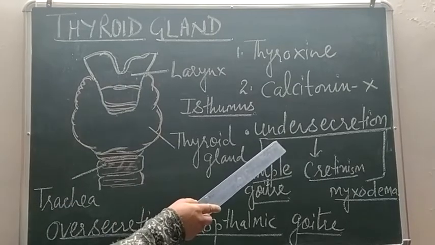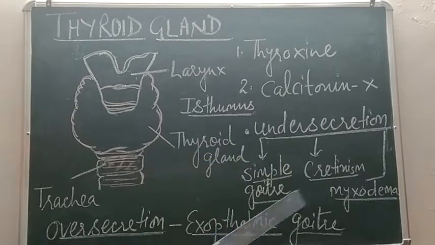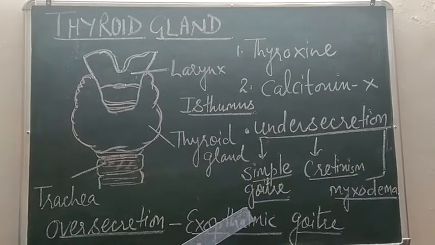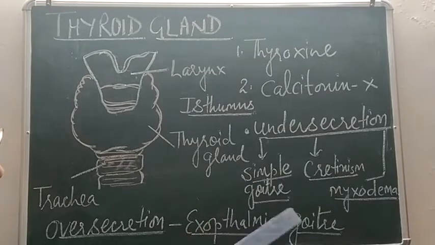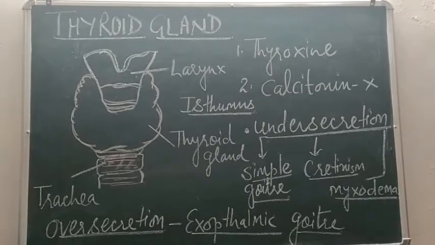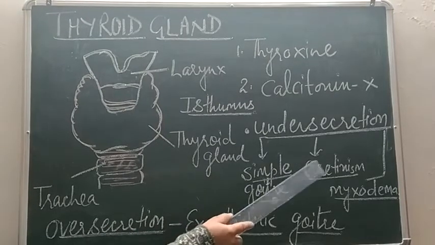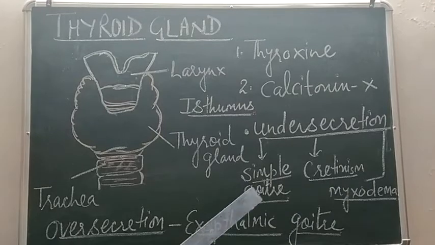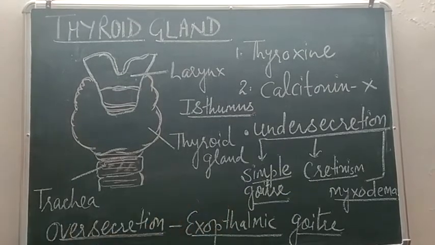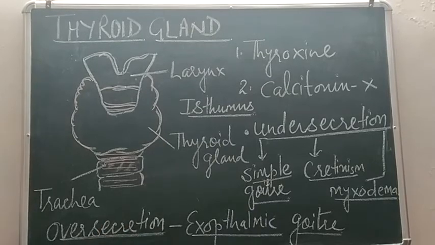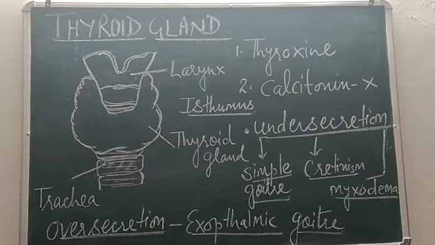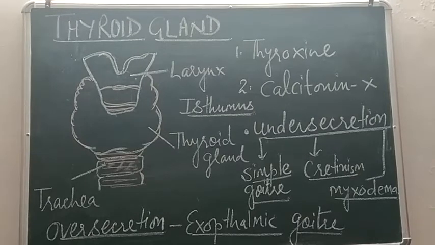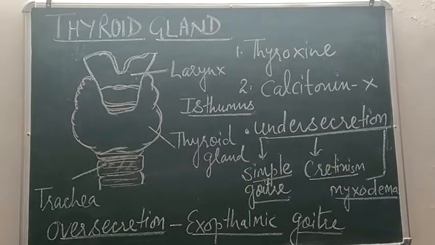If there is under secretion of thyroxine hormone, there are three diseases, three problems, three conditions. One is simple goiter, second is cretinism, and third is myxedema. All three conditions are due to under secretion of thyroxine hormone. Now, what is the difference between these three problems? Because all three are caused by under secretion. In simple goiter, enlargement of the thyroid gland takes place, and it is visible as swelling in the neck region.